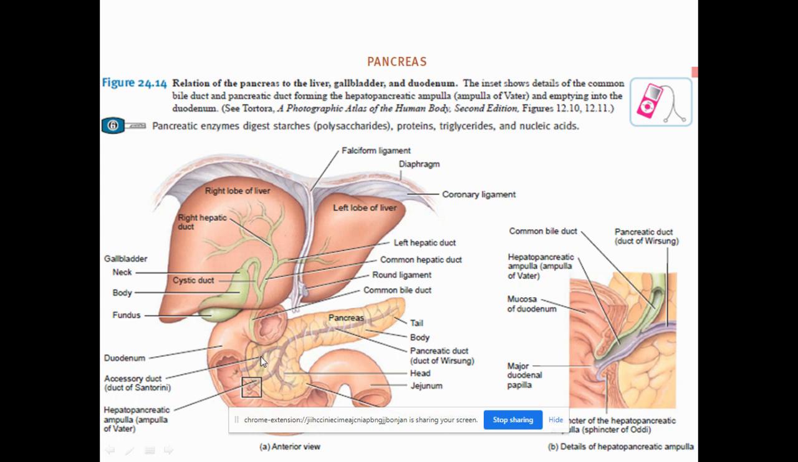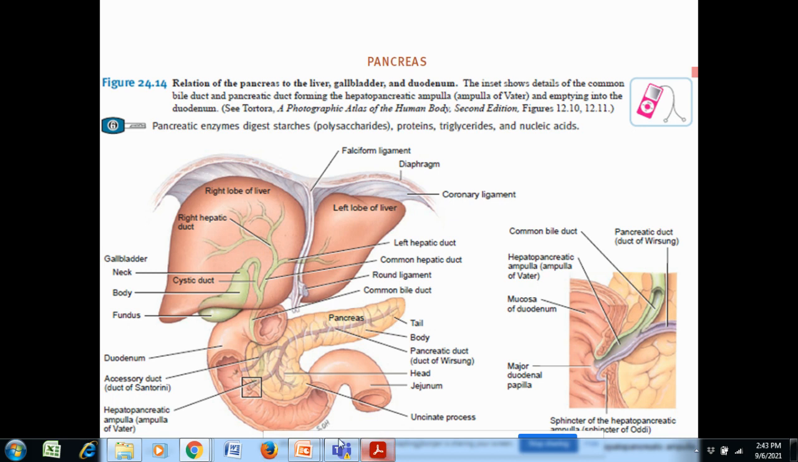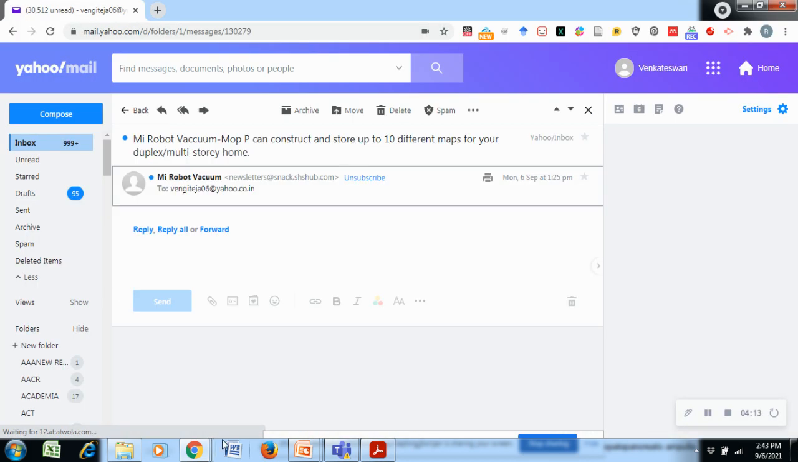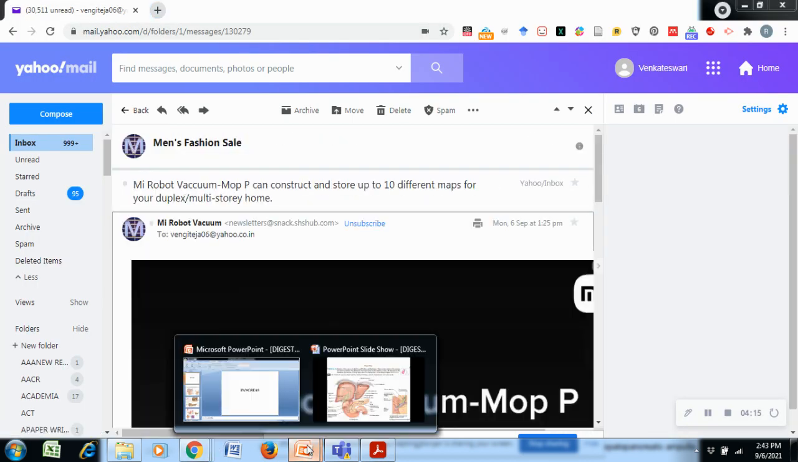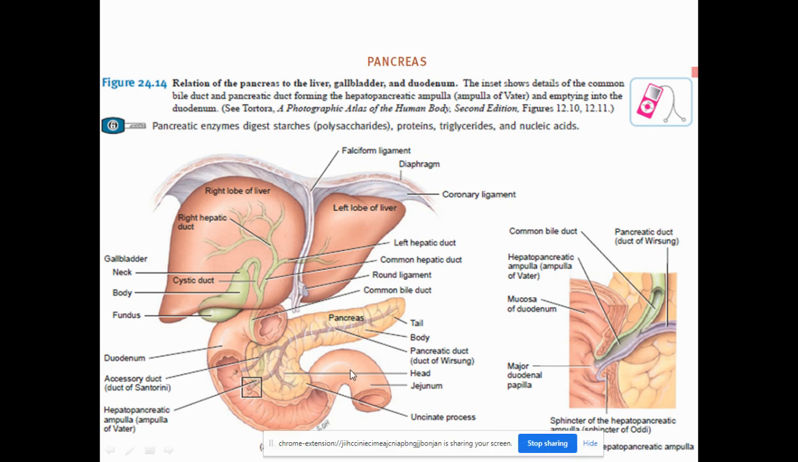This common bile duct combines along with the pancreatic duct. You can see the pancreas. This is the pancreas, the leaf-like structure of the pancreas. They combine together and they flow into the small intestine. This is how it happens. Their contribution is very important for the digestion in the small intestine. That is what we are going to see now.